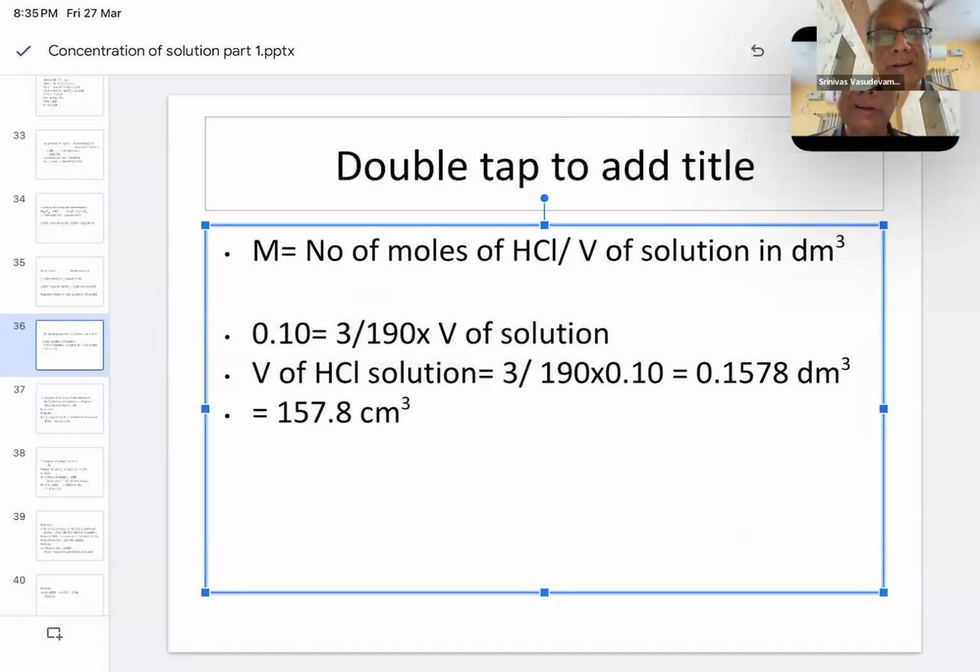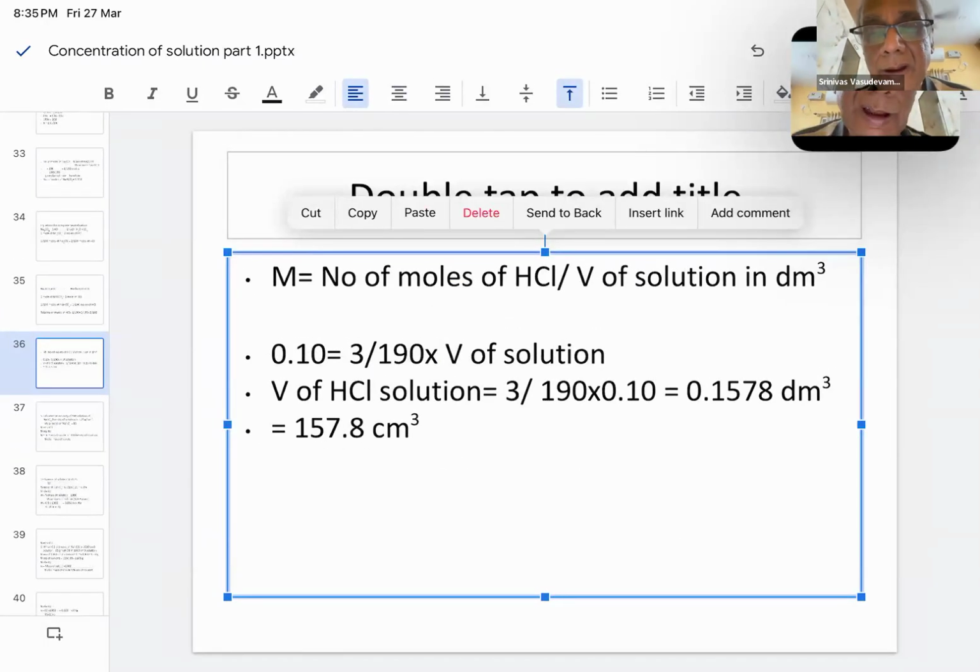Now the concentration is given here. Concentration is nothing but number of moles divided by volume of solution in decimeter cube. Concentration, that is molarity, is 0.10. Number of moles is 3 by 190. Volume of solution I can find by substitution here. So volume of HCl is 3 by 190 divided by 0.10, which is equal to 157.8 centimeter cube. Of course, I get the answer in decimeter cube, and I can convert it to centimeter cube.